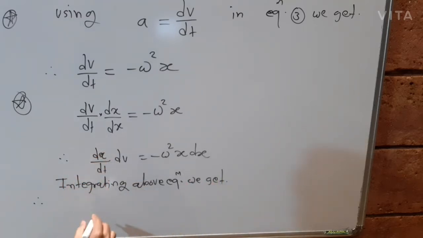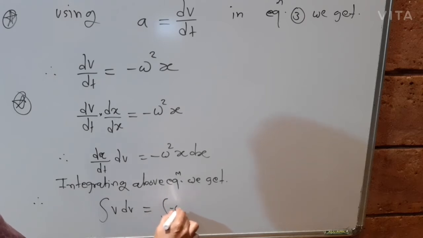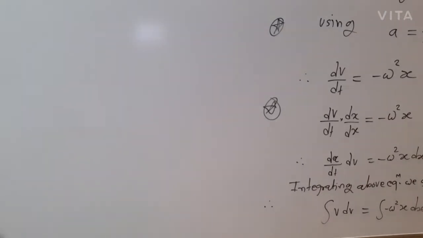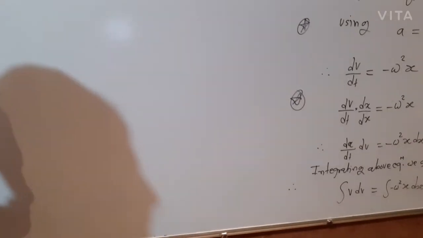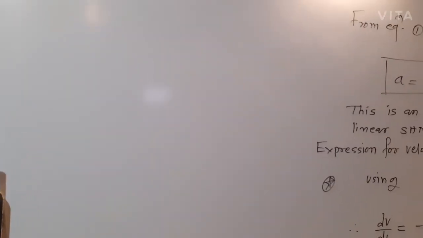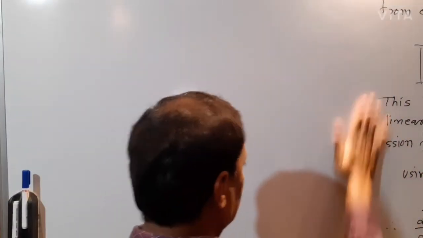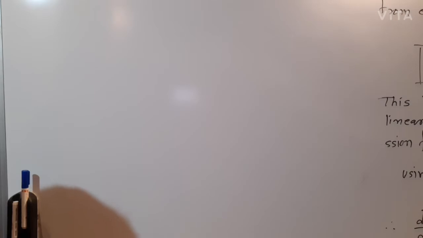Here dx divided by dt means velocity. So v dv, integration of v dv equals integration of minus omega square x dx. So let us solve this integration. We know that integration of x is x square by 2. Similarly, integration of v is v square by 2. So solve these integrations here.